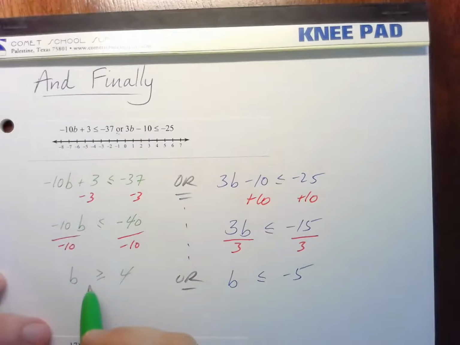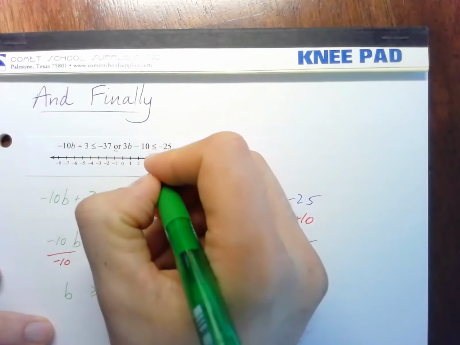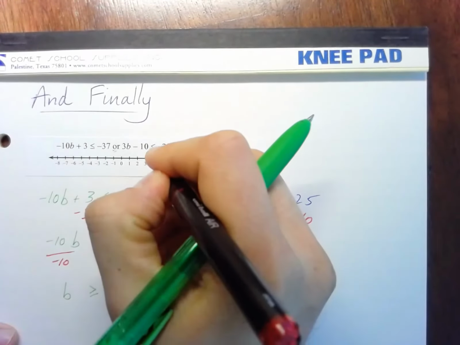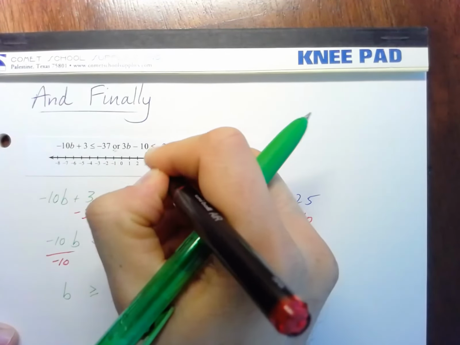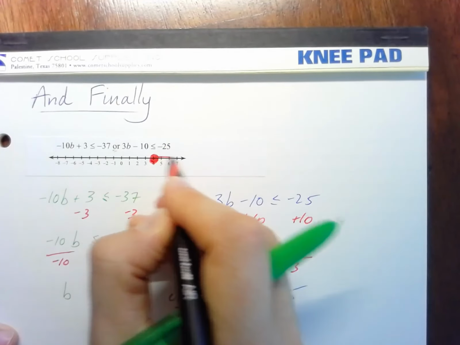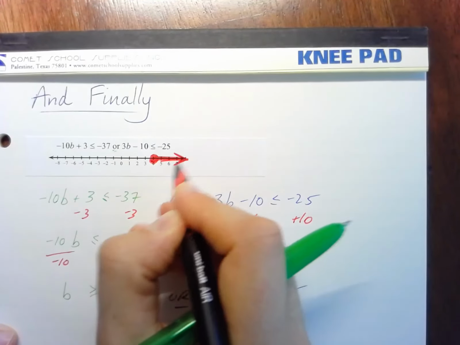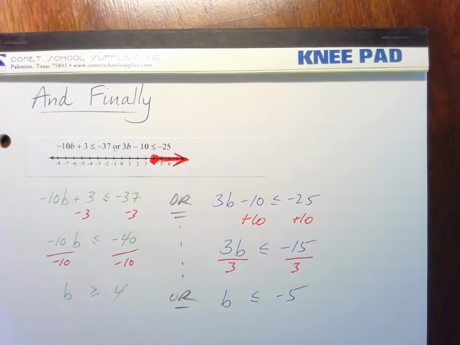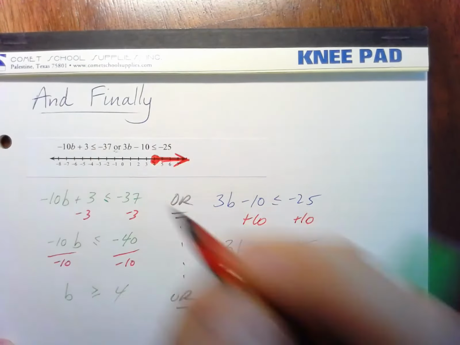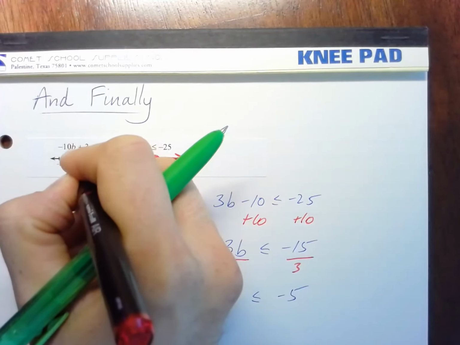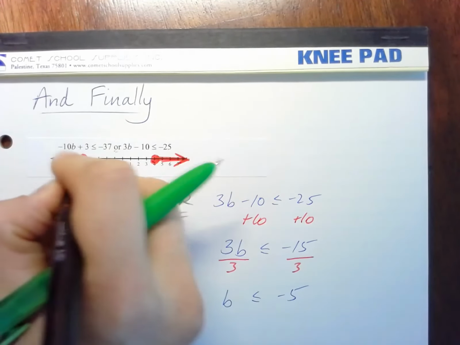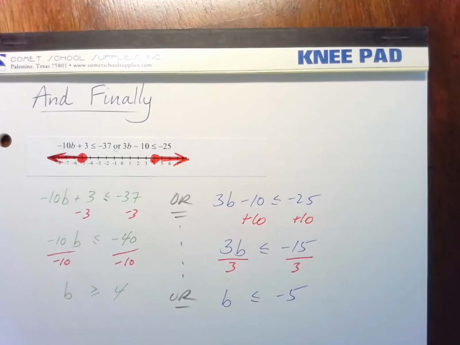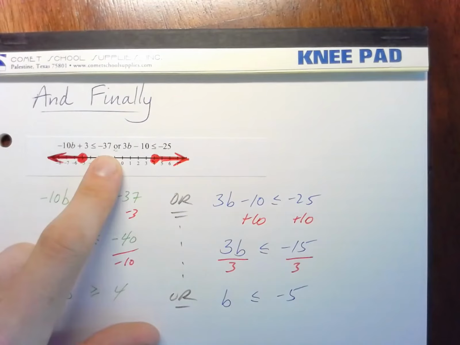So on the green statement, b is greater than or equal to 4. So here's 4. It's a filled in circle, and it's greater than. Right? And here's b is less than or equal to negative 5. So here's negative 5. It's filled in, and it's going down this way, right? So that's the one we expected to diverge because it's an or statement.